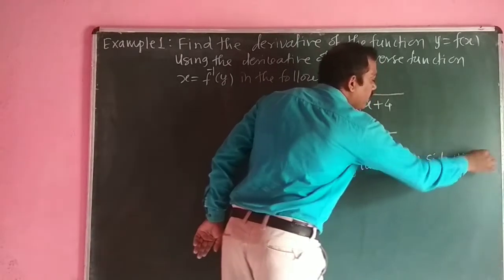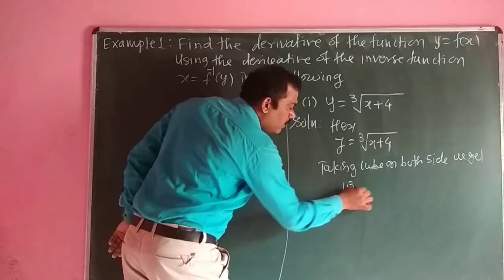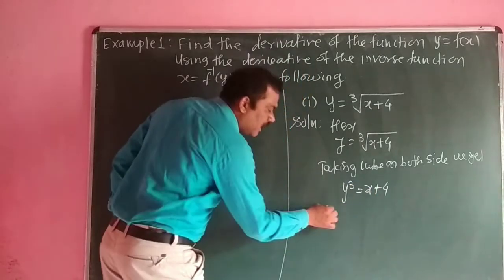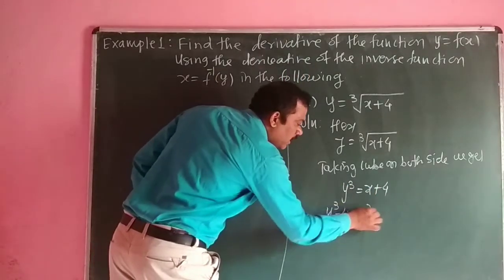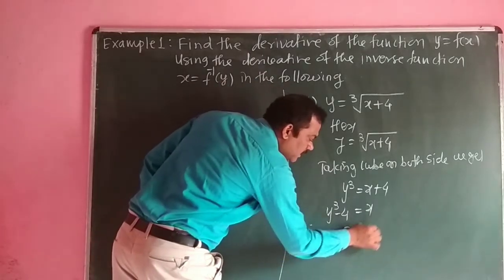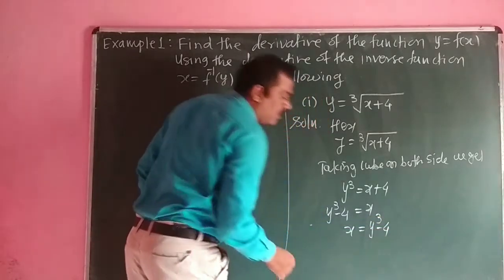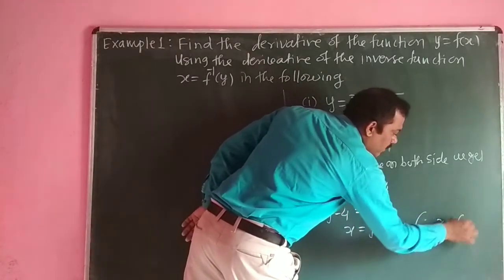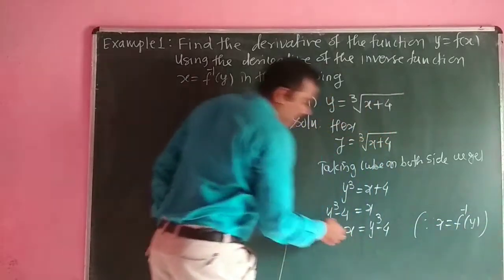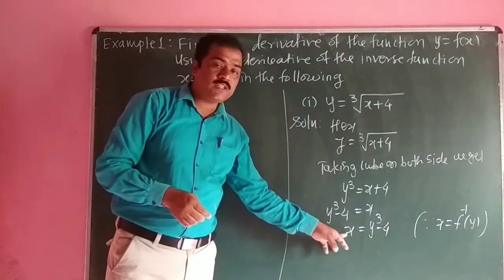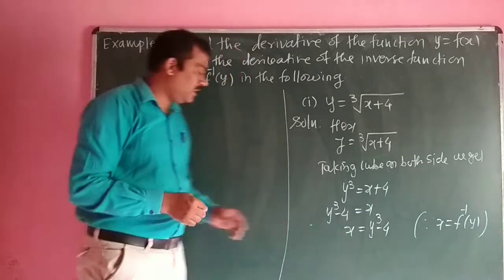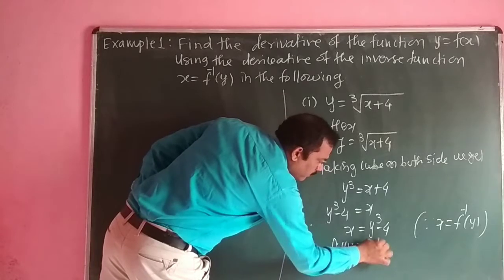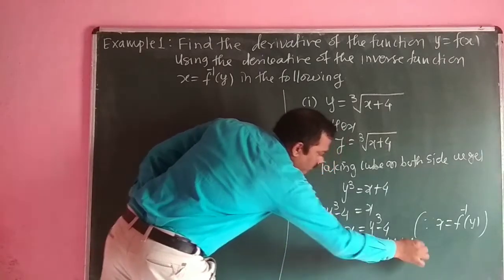we get y cube is equal to x plus 4, since cube and cube root get cancelled. Take this 4 on this side, that is y cube minus 4 is equal to x, that is x is equal to y cube minus 4. And this x is nothing but f inverse of y. Now we have to differentiate this with respect to y.